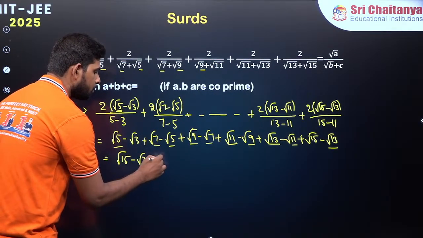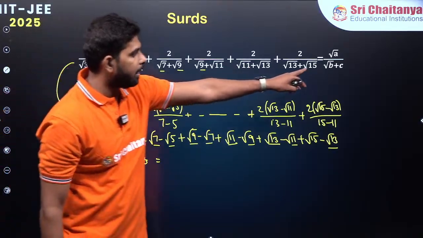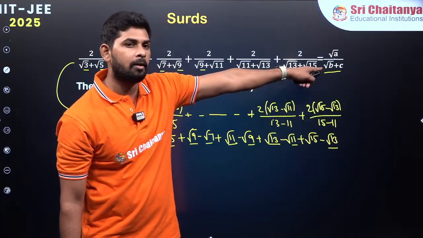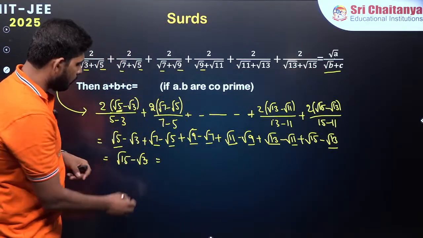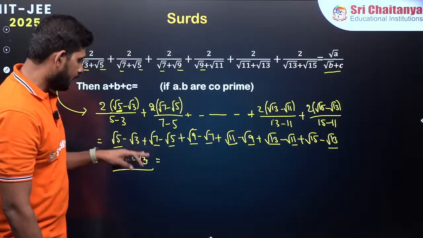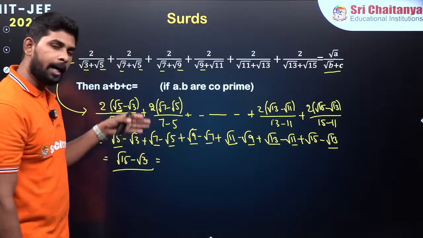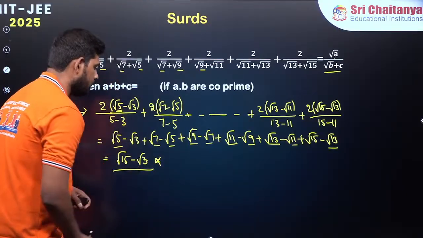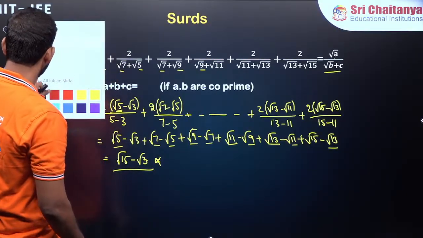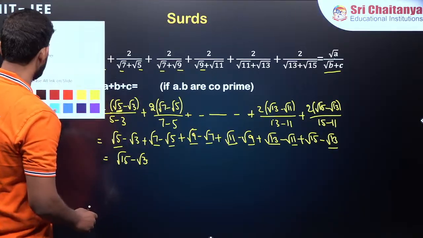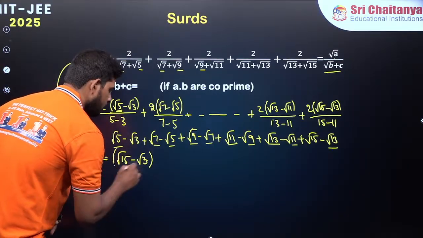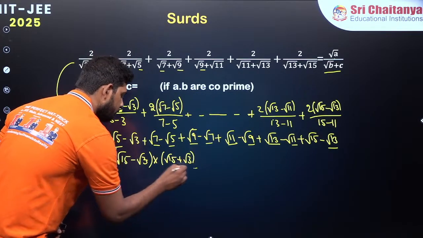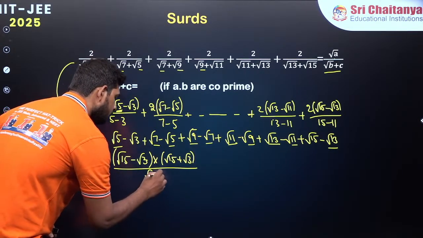So we have root 15 minus root 3, but on the right side we have A, B and C, with a square root of B in the denominator. But this is only the numerator, there is nothing in the denominator. That is why I am trying to convert this and bring it to the denominator by using a rationalizing factor. So what is the rationalizing factor? For this one, we are going to take root 15 plus root 3, whole divided by root 15 plus root 3.